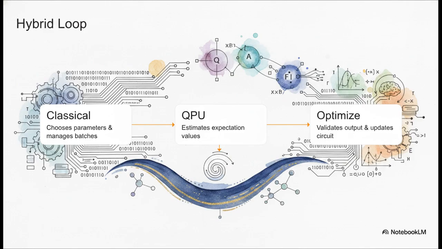Second, the QPU runs the parameterized circuit and estimates samples or expectation values. And third, the classical optimizer validates that output, calculates how to improve it, and updates the parameters for the very next circuit run. This exact loop is the beating heart of near-term heuristics, like the variational quantum eigensolver, or VQE, used in chemistry, and QAOA, used for combinatorial optimization.